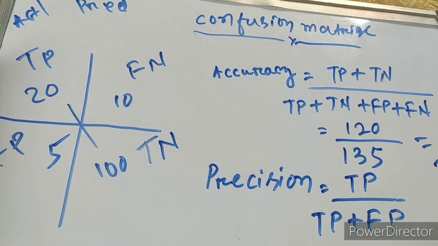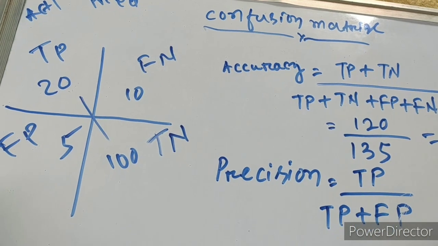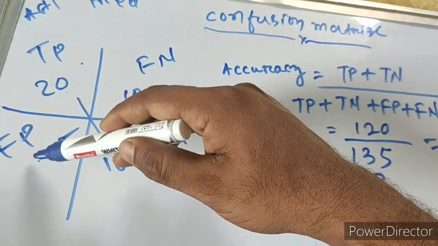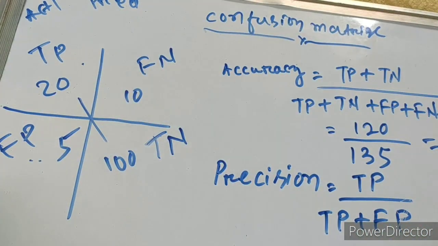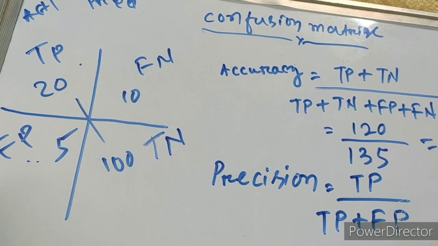As we can see on the screen, the formula for precision is true positive divided by true positive plus false positive. So precision is the percentage of exact positives out of the total predicted positives. True positive is the exact positive out of the total predicted positive.